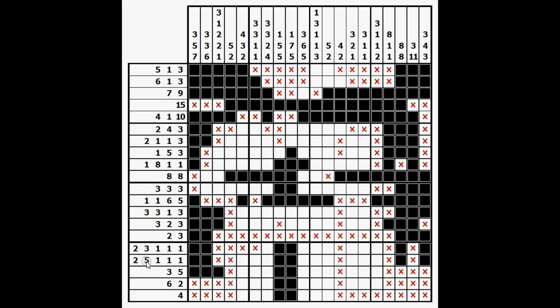2, 5. Well, 1, 2, 3, 4, 5. I don't know where they go, but I know that the 5 is in there somewhere. 3, 5. This is pretty good. 5 goes in here, so that tells me that all this other stuff isn't a 5. And this is 6 and 2. 1, 2, 3, 4, 5, 6.